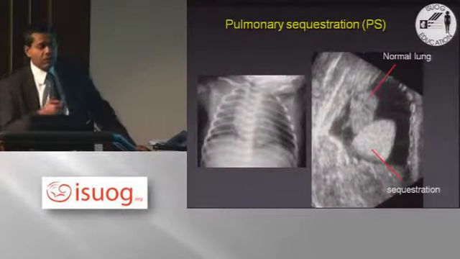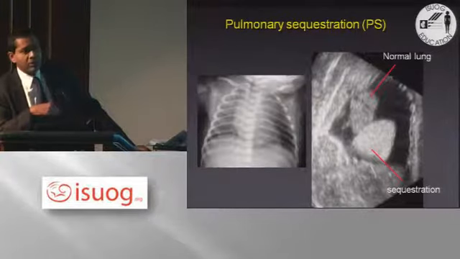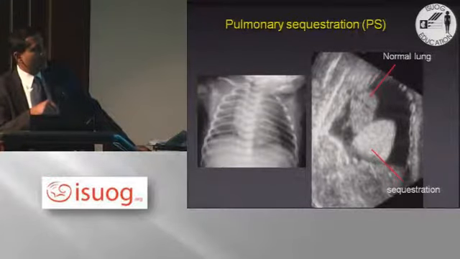The differential diagnosis is pulmonary sequestration. Typically, neonatally diagnosed because of the presence of a pleural effusion, and here again you can see a pleural effusion is associated with this highly echogenic piece of lung.